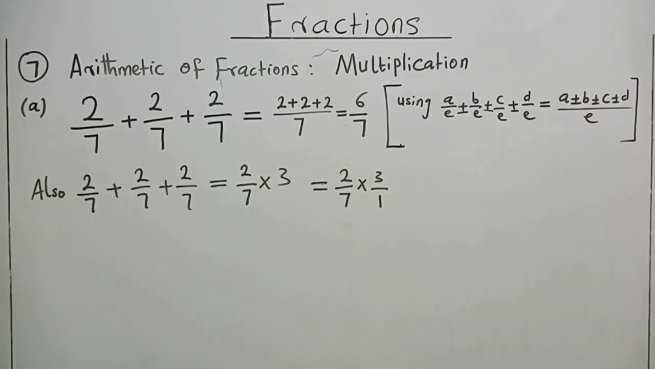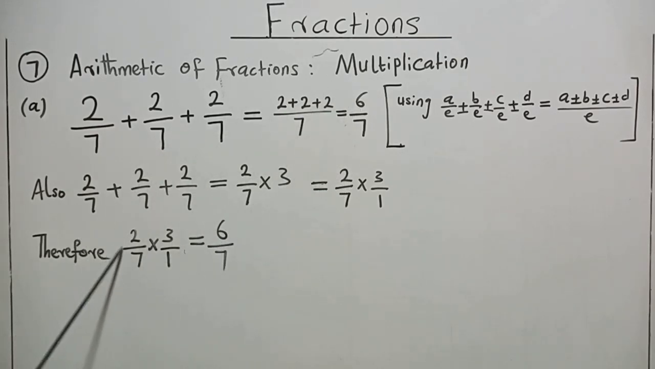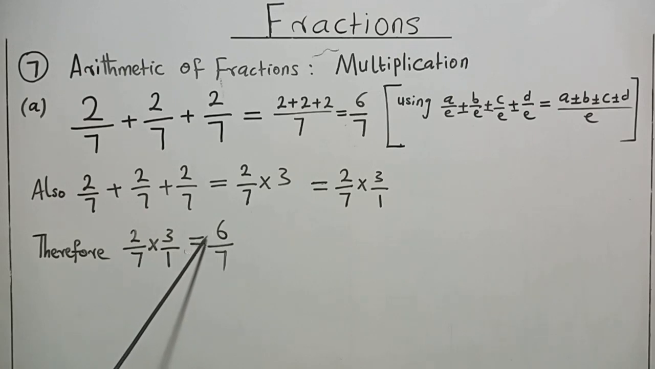Please watch out. And here comes the equation. That is, this is equal to this. That is 2 over 7 times 3 over 1 is equal to 6 over 7.